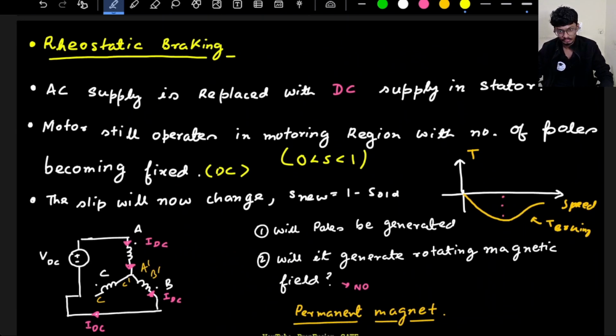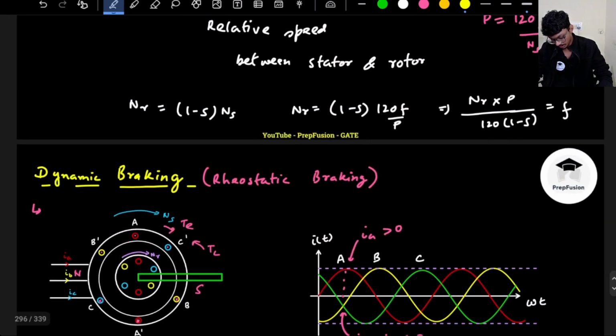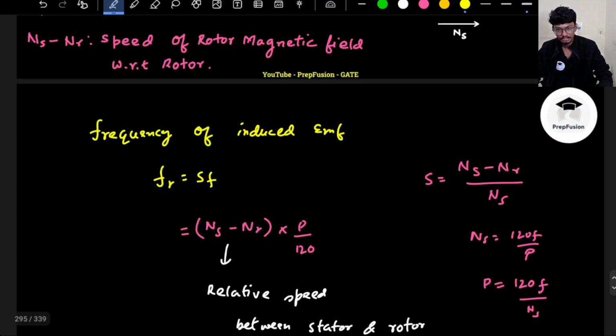So today we will do only rheostatic braking in this lecture, and in the next lecture we will cover plugging and regenerative braking. Those are easy, not that difficult, and then we will do the harmonics. So today we will do only this, right? Let me quickly summarize what happens in a rheostatic braking.